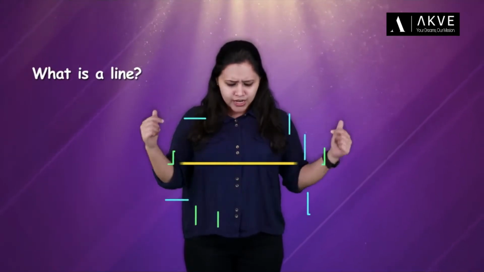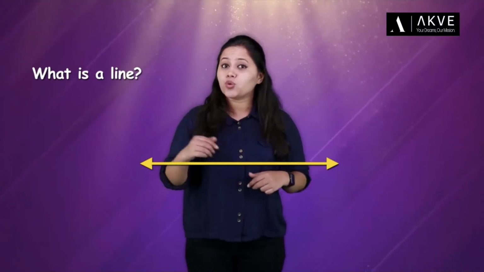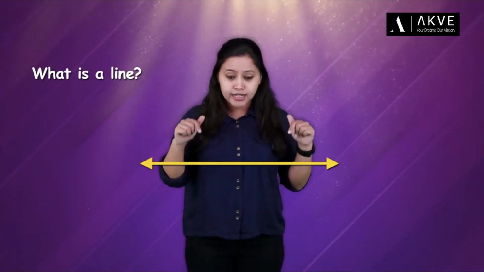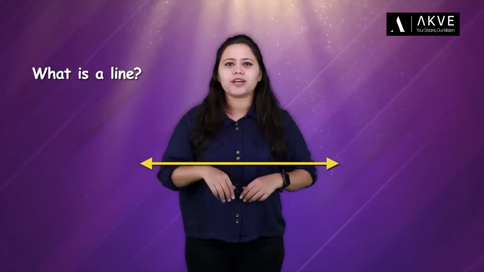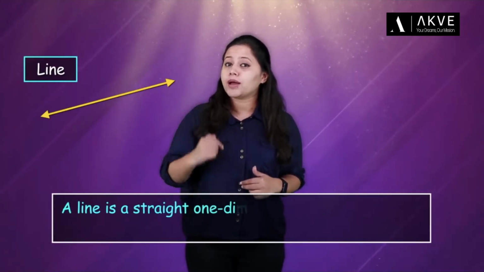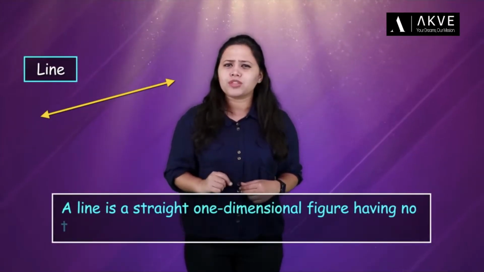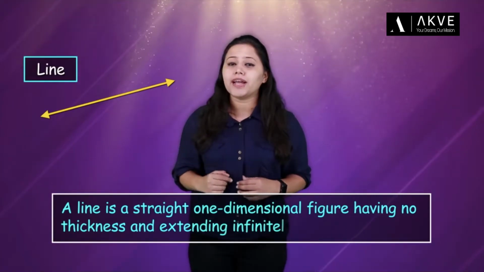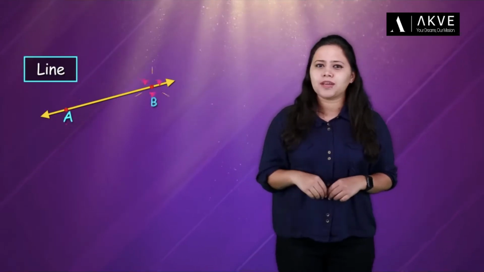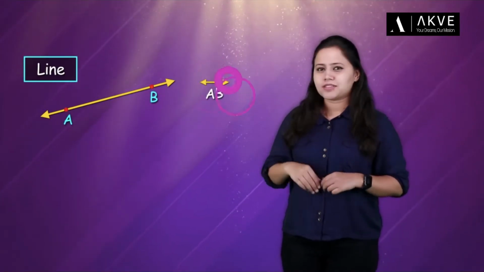Let's begin with a line. What is a line? It's straight, it has no width, and these arrows here indicate that it extends infinitely in both directions. Or we can say that a line is a straight one-dimensional figure having no thickness and extending infinitely in both directions. So, if we name this line AB, we denote it like this.